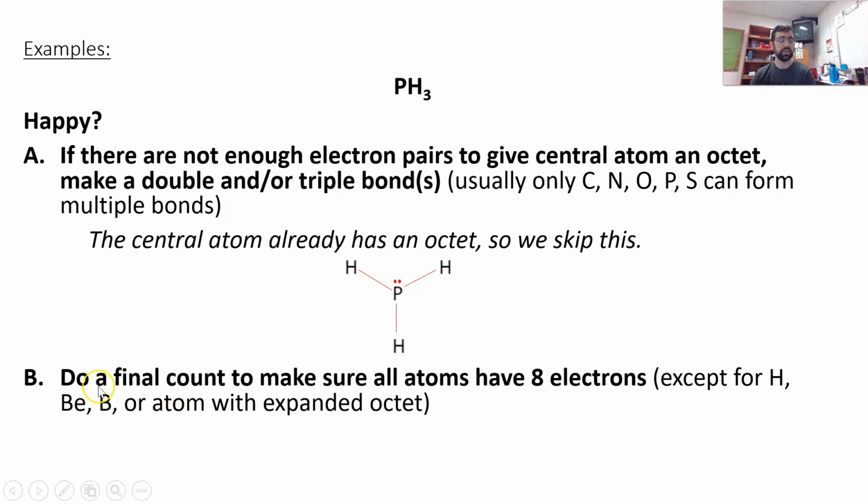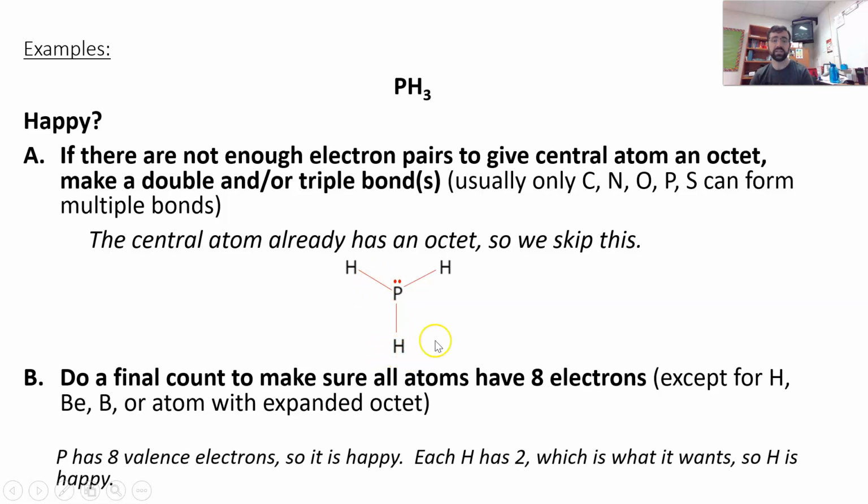The last thing we're going to do here is do a final count to make sure all the atoms have 8 electrons. We just did that for phosphorus, it's happy. And remember, hydrogen, beryllium, and boron, or if it's an expanded octet, those are exceptions. Hydrogen just wants 2 valence electrons. So let's check it. I've got 2, this one has 2, and this one has 2. So everybody is happy.